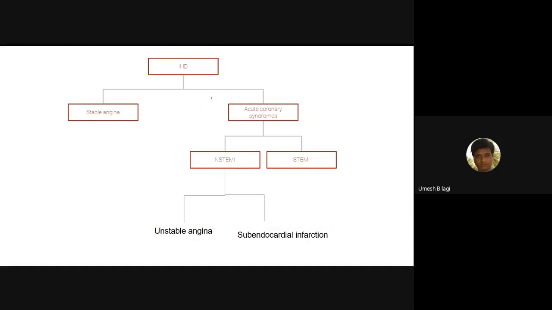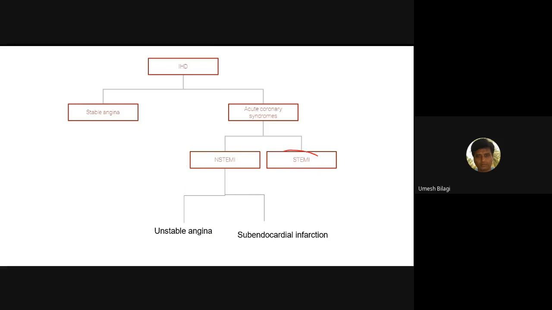Note this. So acute coronary syndrome has how many? Unstable angina, subendocardial infarction, and STEMI. There are three diseases here. What does STEMI stand for? ST elevation myocardial infarction, the ST segment of the ECG. I discussed this in the last class.